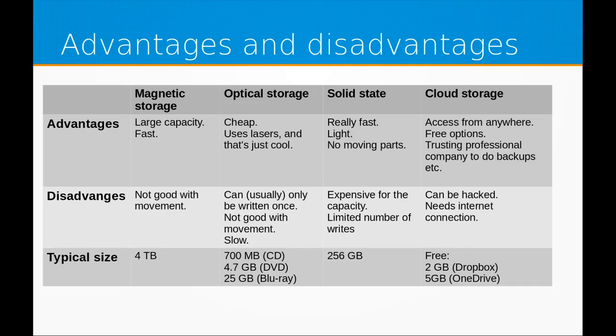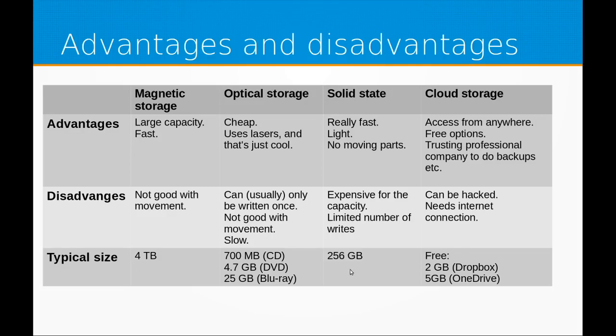It is slow because it does need to spin up and find the data. You've got that one spiral of information, remember. So a CD is about 700 meg, DVD is about 4.7 gig, and a Blu-ray is about 25 gig. So you've got more space on each of those, which means you can do higher quality.